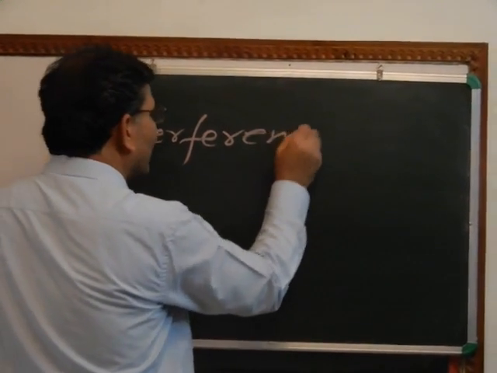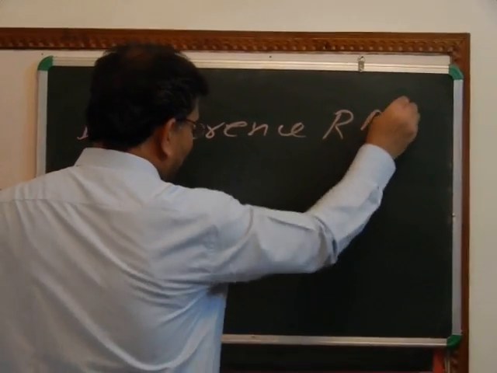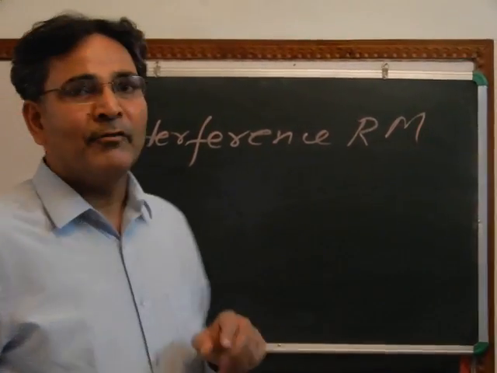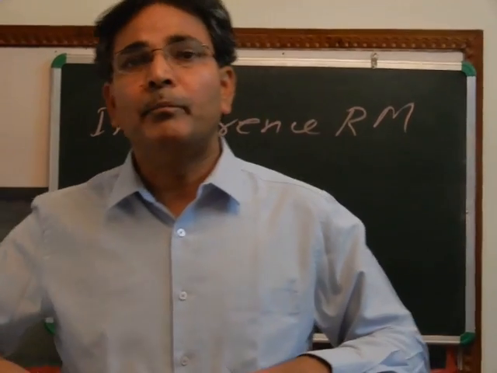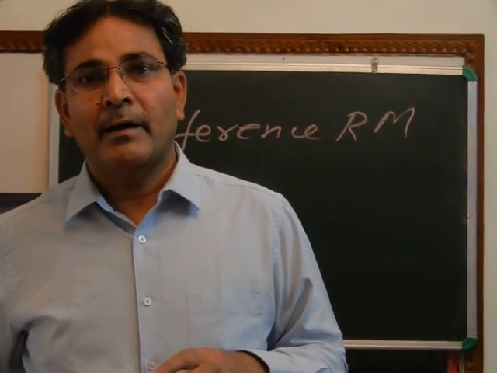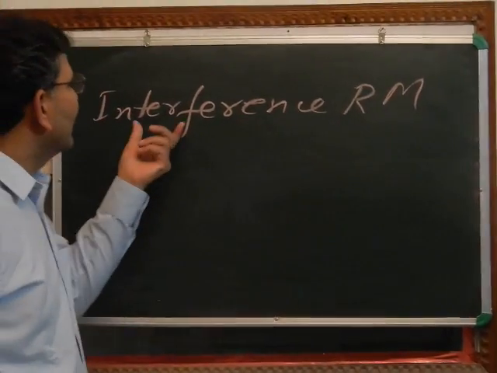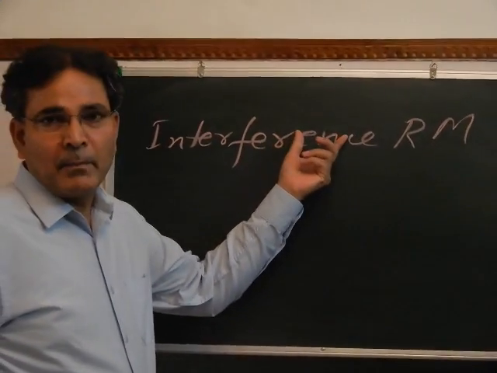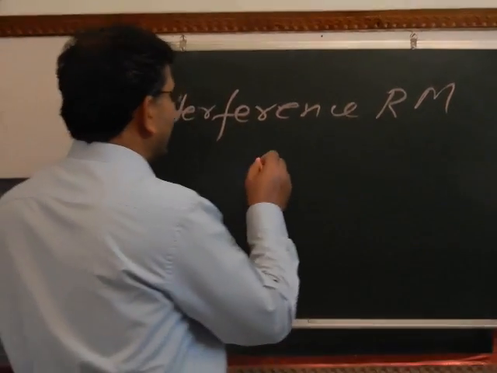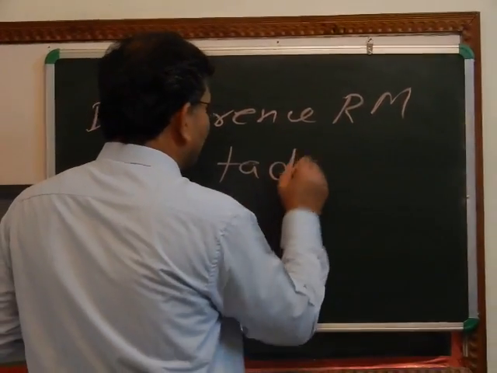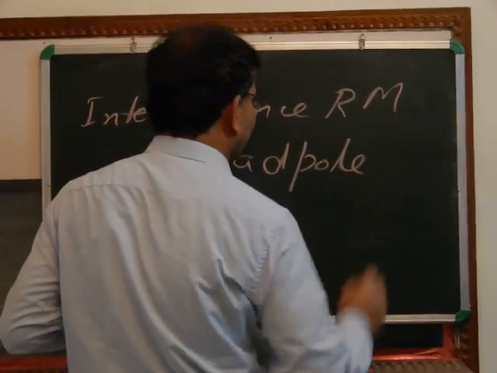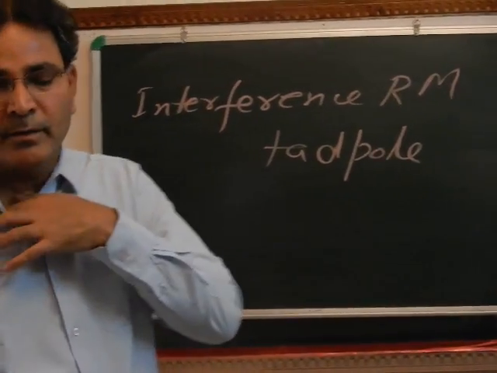A third type of ripple marks is known as interference ripple marks. They are formed when there is both the current action as well as the wave action. Then there will be interference ripple marks. They are also known as tadpole nest, the interference ripple marks.